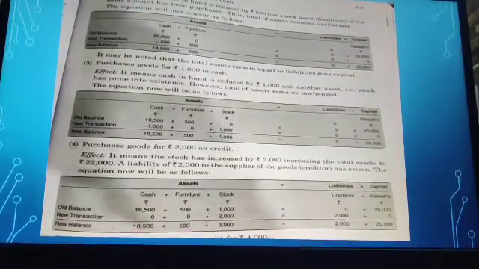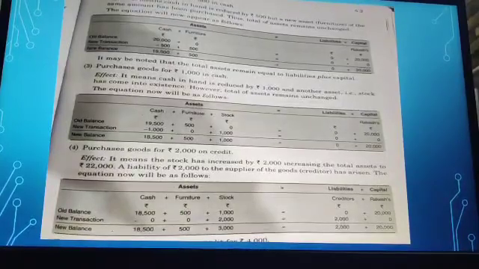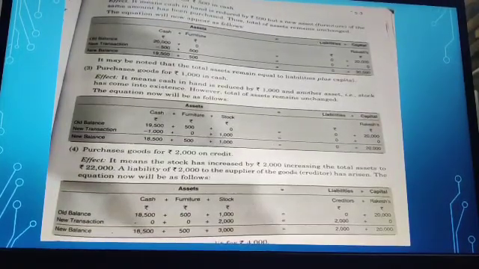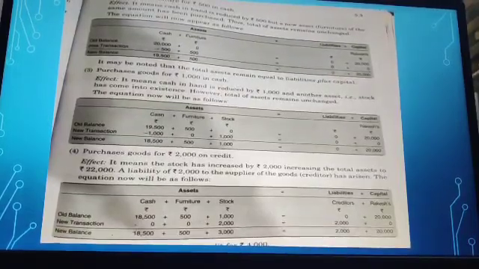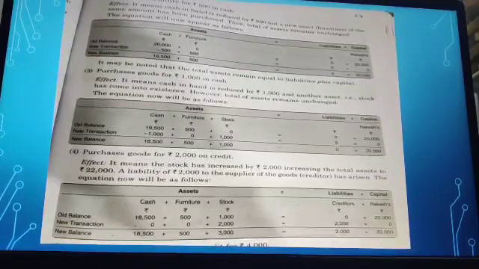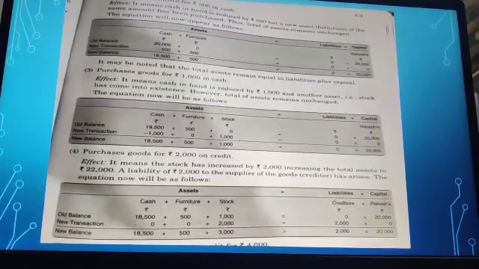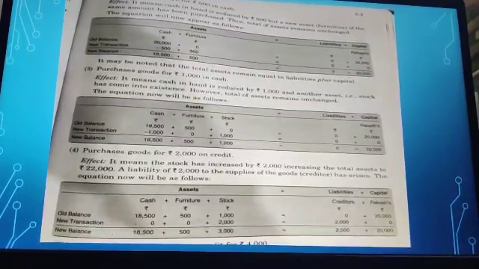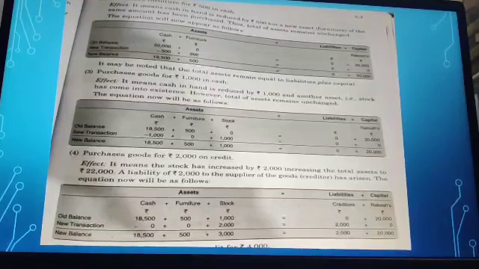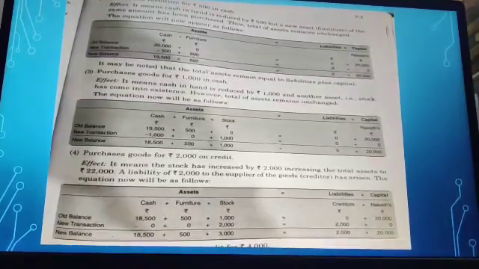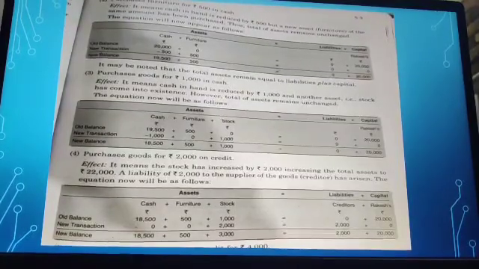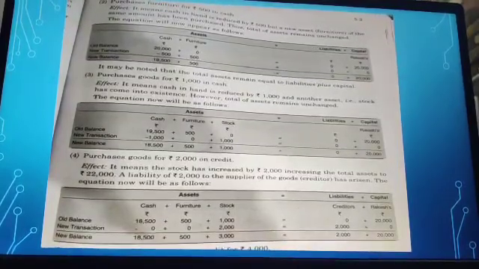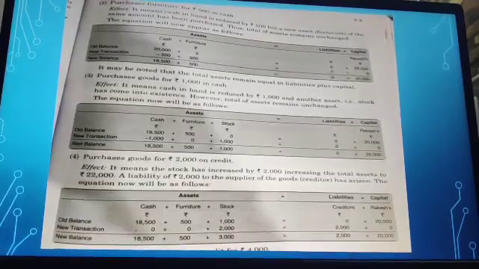However, when you transact anew, cash minus 1,000, furniture nothing, no furniture has been purchased, so it will be shown as 0. However, stock will be recorded as plus 1,000. Students, mind my words: for your new transaction, since only cash and stock are affected and no other account is affected, you are going to put plus 0 under those columns.